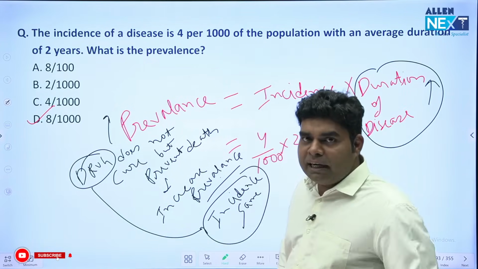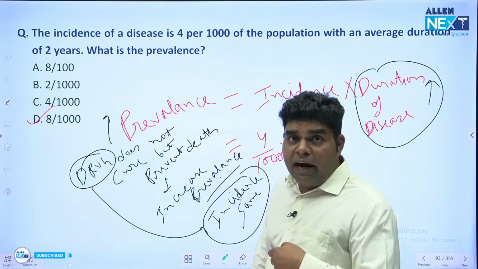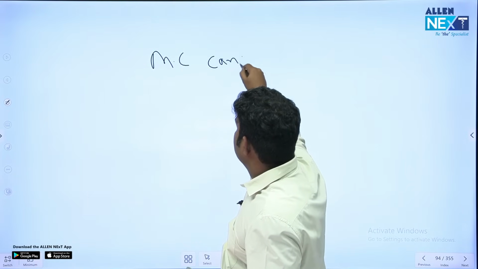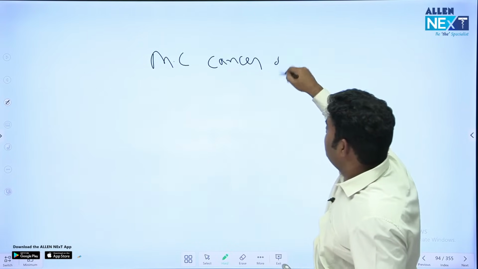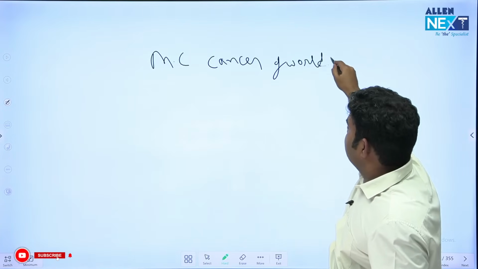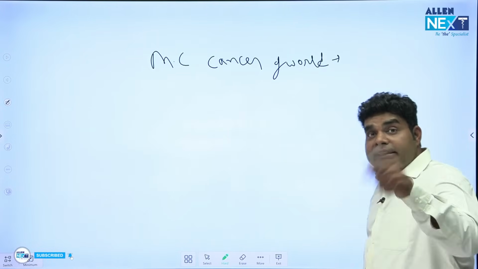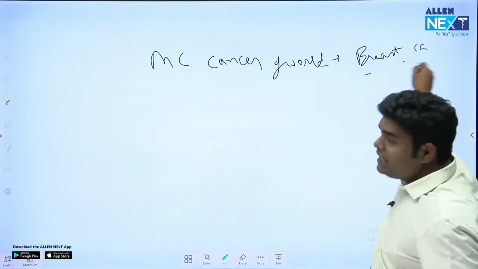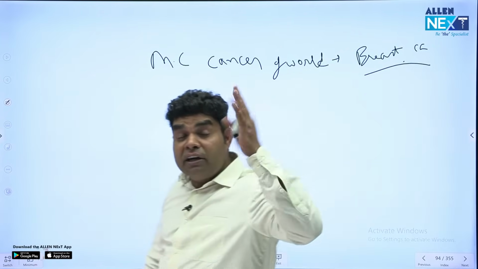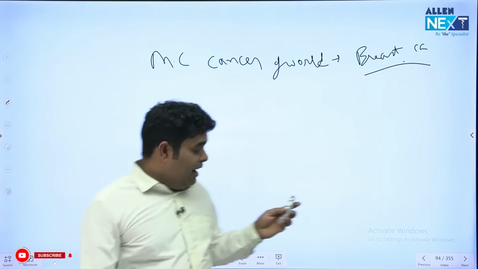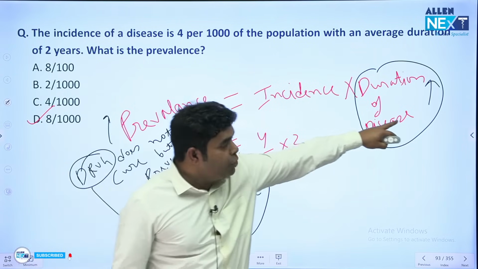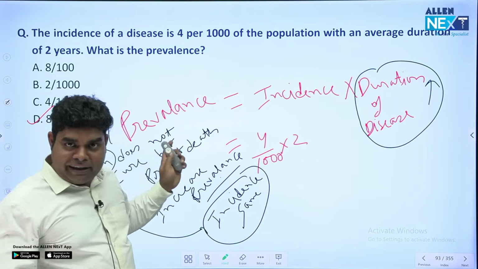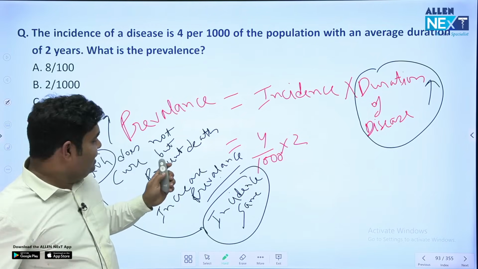And based on this same concept, if they ask what is the most common cancer of the world, is it breast cancer or lung cancer? Answer is breast cancer. Because breast cancer patients survive for 5 years, 10 years, sometimes 15 years. And you have seen the formula. If the duration is more, prevalence will be more. This is written in Park's table, so do trust this data.